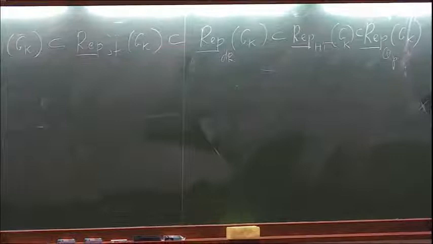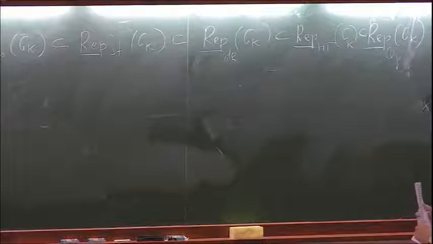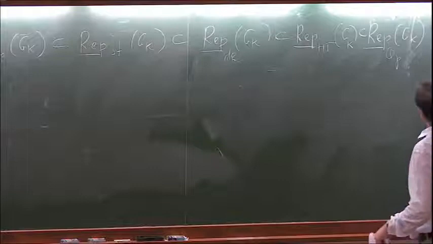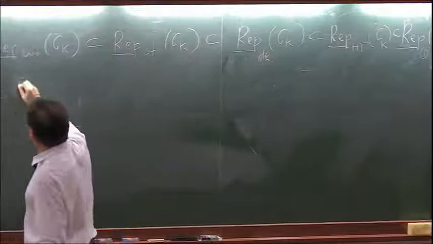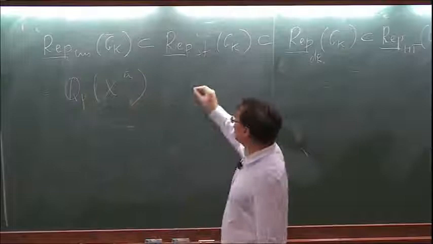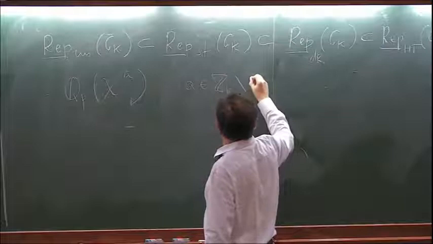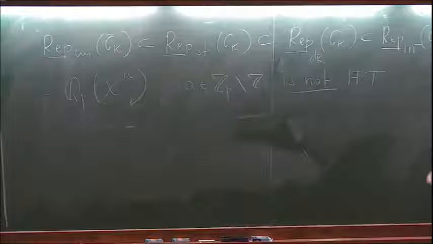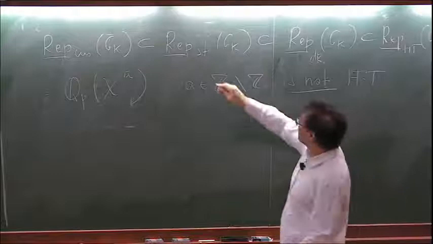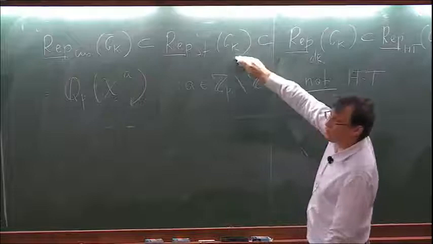Okay. So here is a general picture: what kind of representations appear in this theory and how they are related. We have a category of crystalline representations, which is smaller than the category of semi-stable representations, which is smaller than the category of de Rham representations, which is smaller than the category of Hodge-Tate representations, and it is smaller than the category of all p-adic representations.